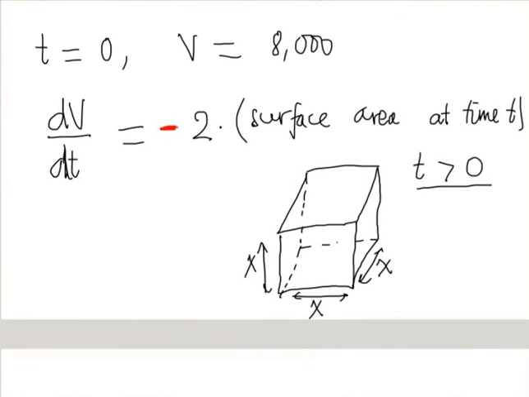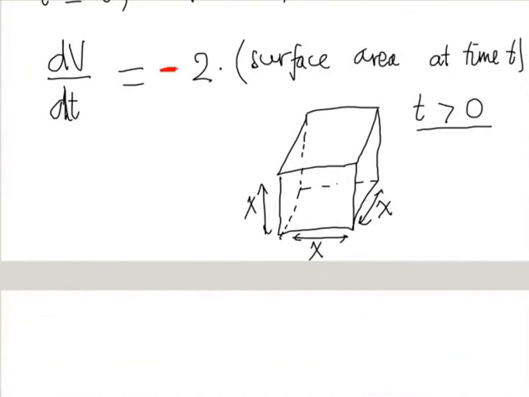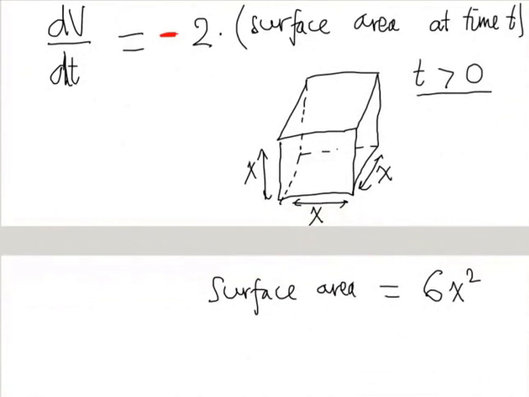So we have the formula. Surface area is what? How many sides do we have? We have 6 sides for the cube, and each side is a square, x by x. So we have 6x squared. But also the volume is given by x cubed.